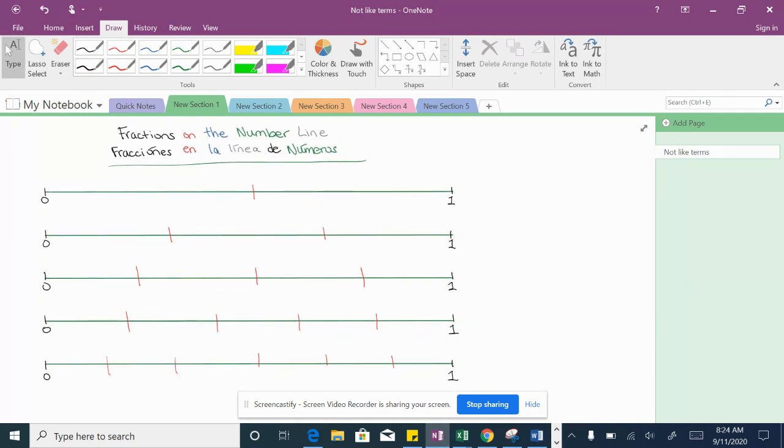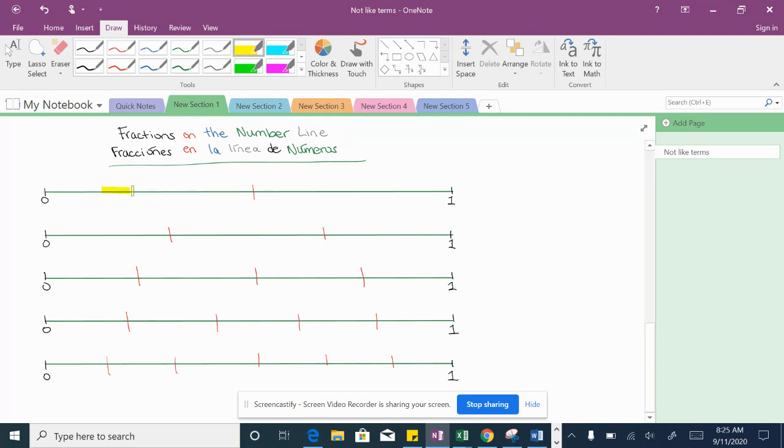Here we have a number line and we start with 0. Aquí tenemos una línea de números y empezamos con 0. We are ending with 1 for this example y terminamos con 1 para este ejemplo. There are many numbers, many fractions that exist between 0 and 1. Hay muchas fracciones que existen adentro de 0 y 1.